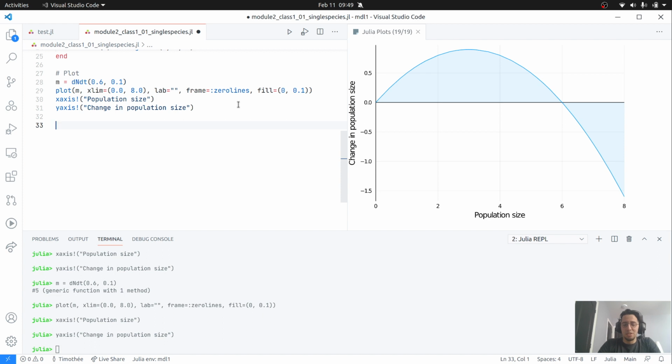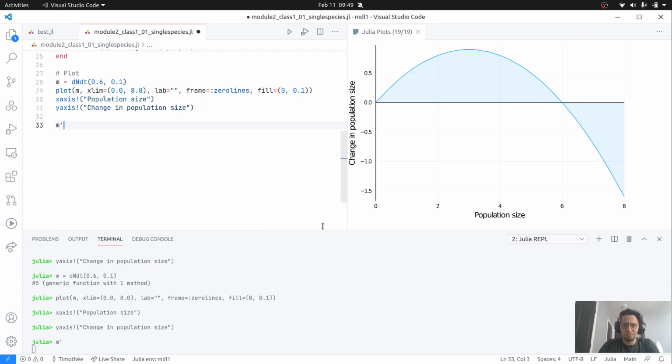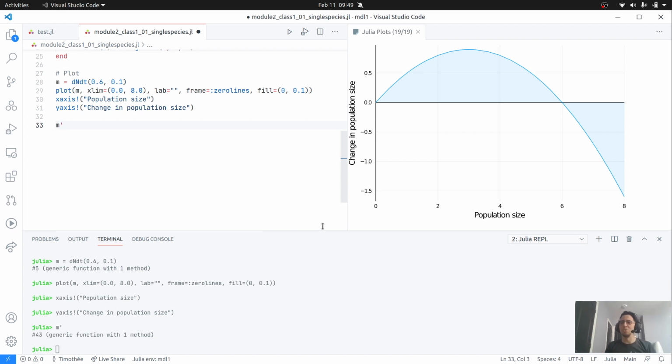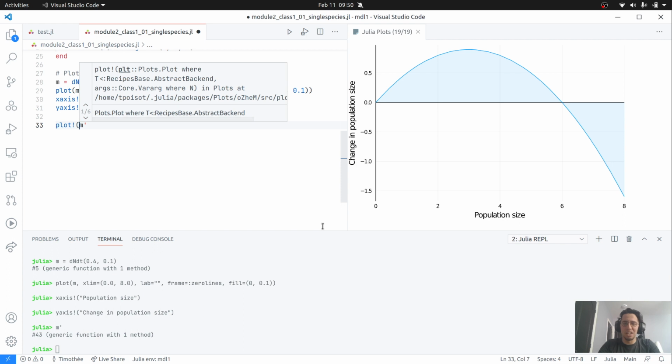To do that, when we use Zygote, we can create a new function using this syntax called m prime, because prime is what we use to note a derivative. When we run this command, m prime, you will see that the result is a function. So Zygote is going to create a function that describes the derivative of the function you give it, which is really cool because we don't have to calculate the derivative ourselves, even though here it is not that difficult.